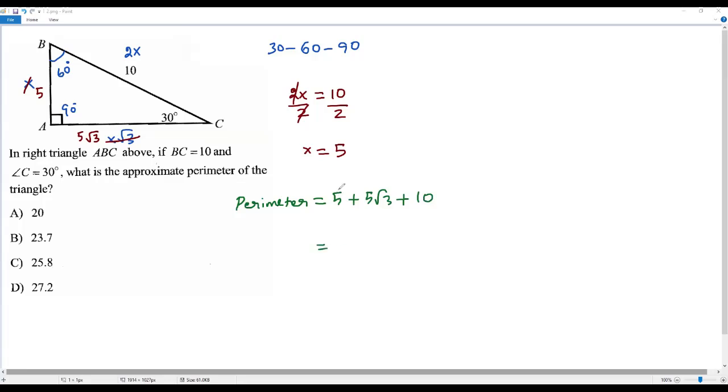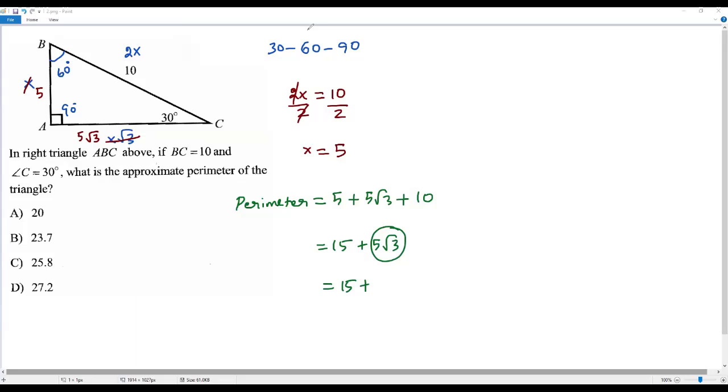Now here both 5 and 10 are integers, so we can combine them. I'm getting 15 when I combine 5 and 10. Then we have 5 times square root of 3. We have to evaluate this value using a calculator, because when I go over the options we get decimal values there. So 15 plus. Let's evaluate the value of 5 times square root of 3 using the calculator.